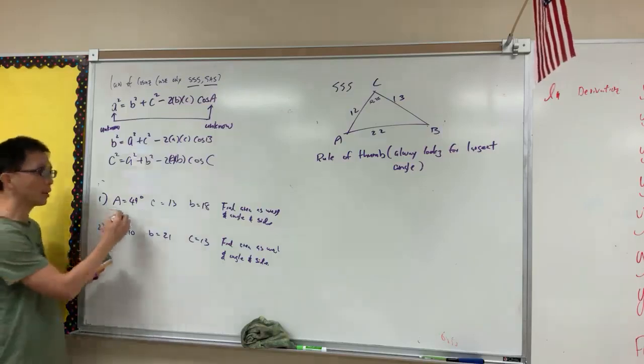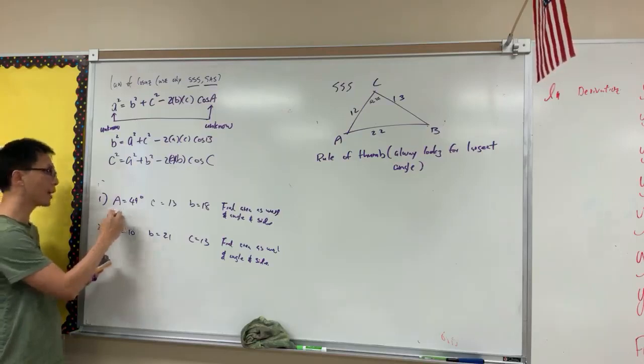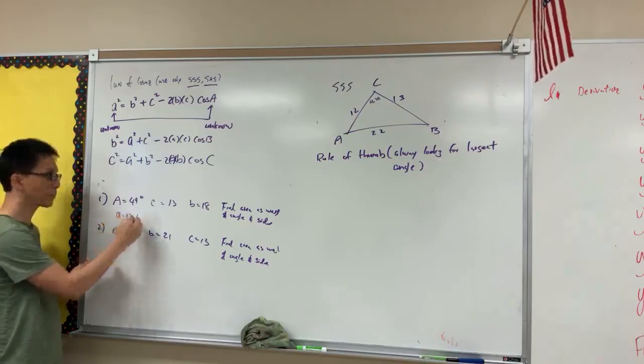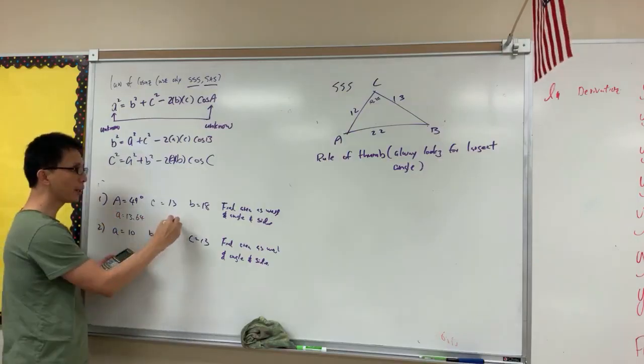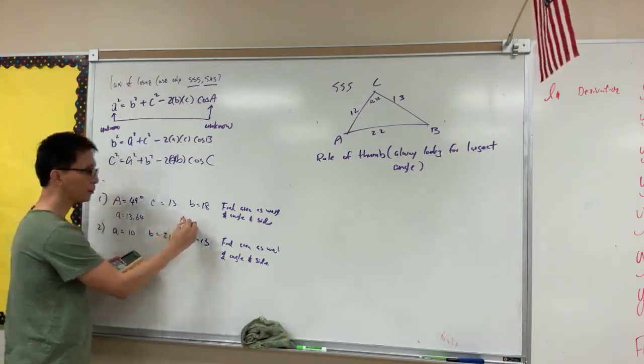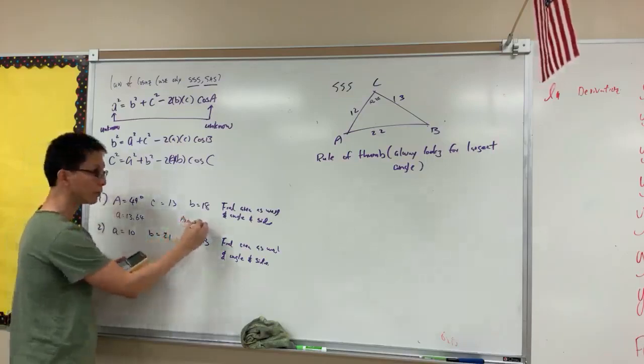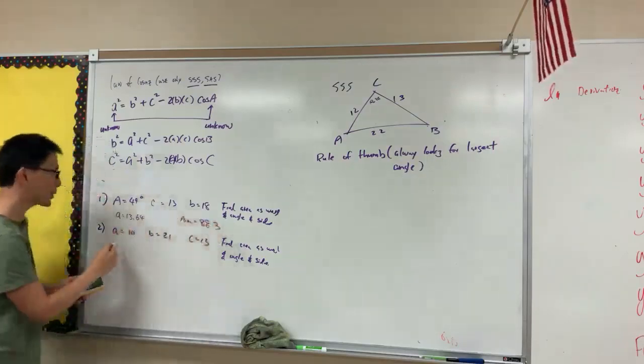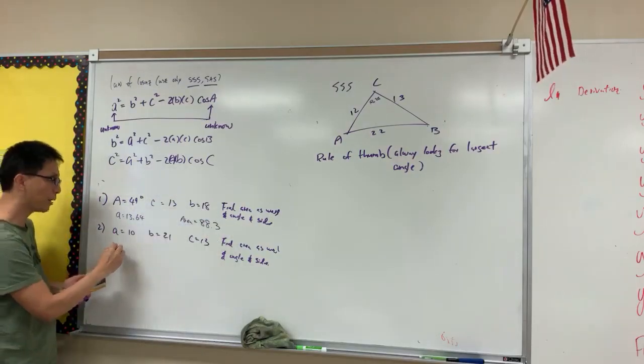Alright, so what is the angle, what is the side C, side A? Side A is 13.64. And what is the area? They basically got 88. Do you have any 88 point what? 3.